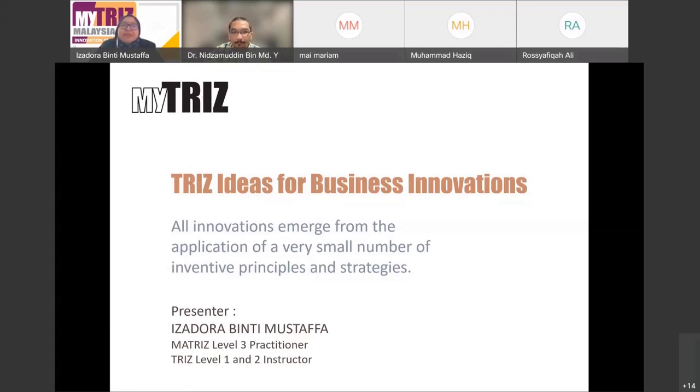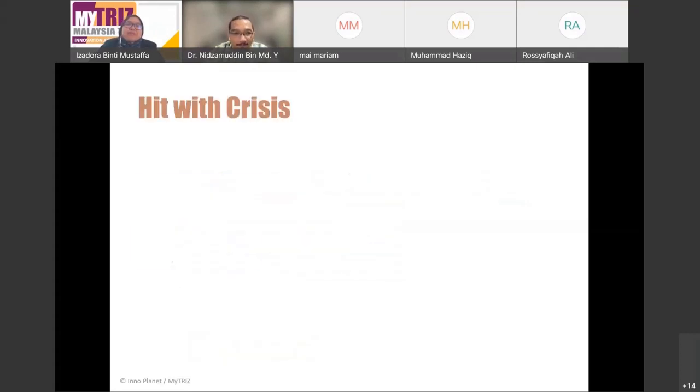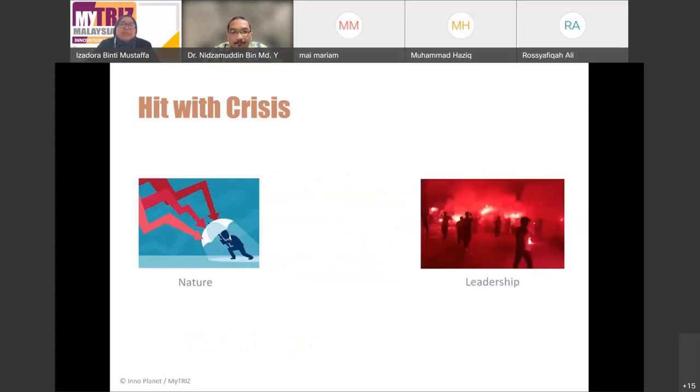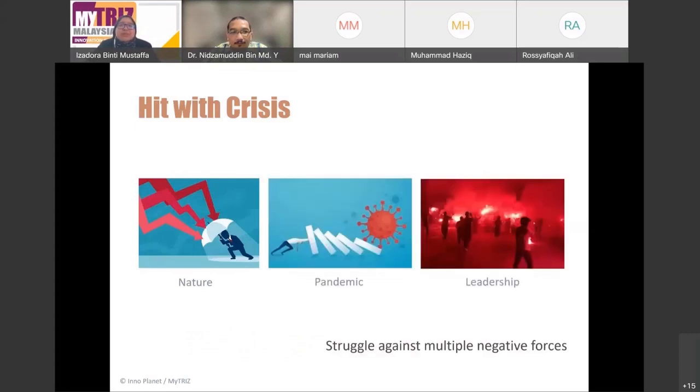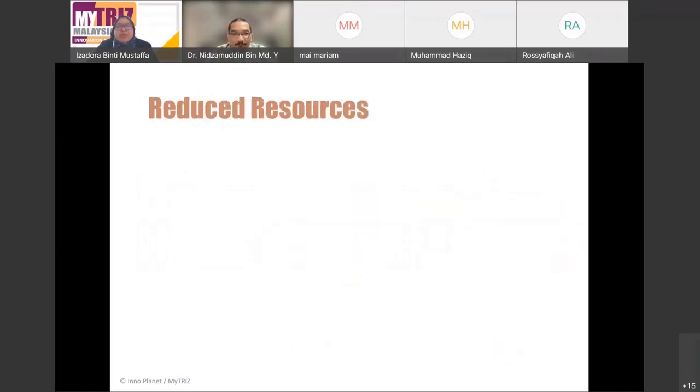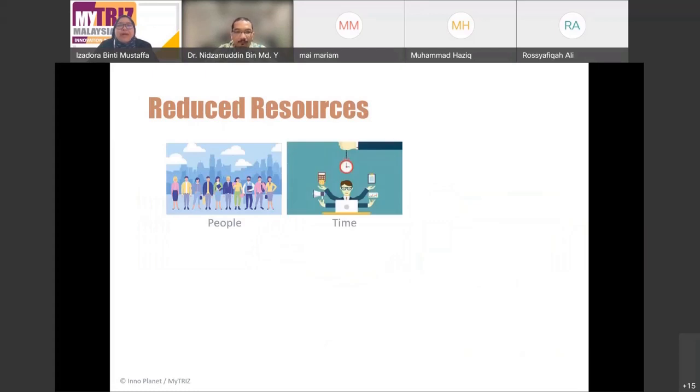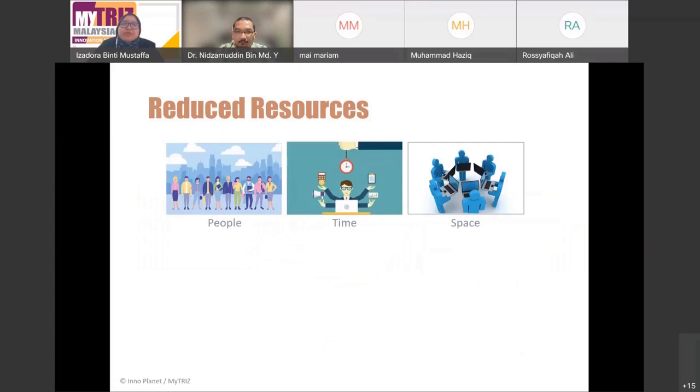by TRIZ. So when businesses are hit with crises such as natural disasters and political instability, or as we are now facing, the global pandemic, we struggle against multiple negative forces. And so naturally resources are reduced and more often than not become expensive. So people, time, space, due to downsizing, we have to reduce in order to sustain the business.